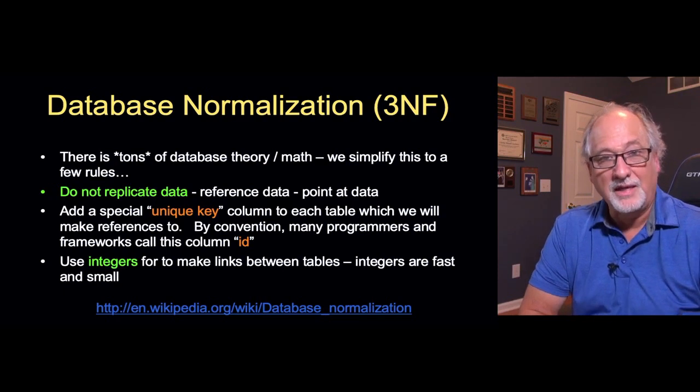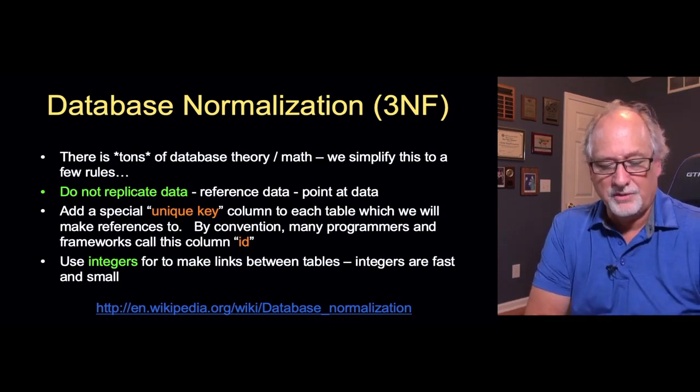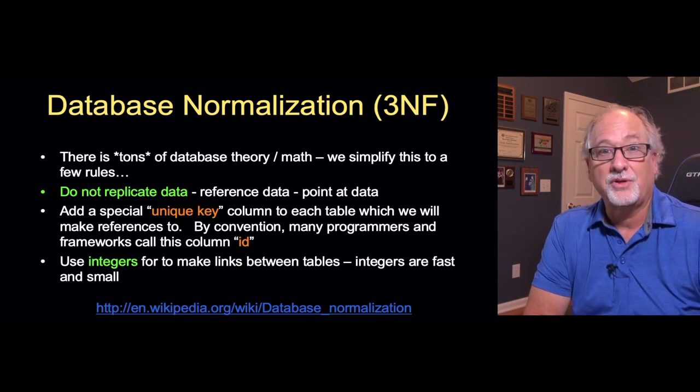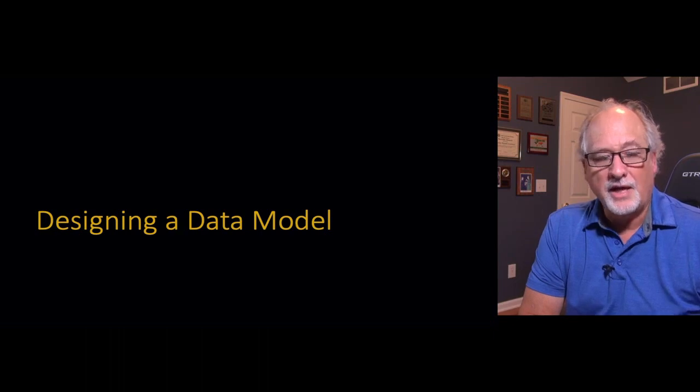So we create keys, which are the lookup handles, and then we point to those keys. And we use integers to make links between the tables, because integers are fast. They're the thing that computers understand better. Computers understand and move integers around. They use less data, they calculate, they compare really fast. And so integers are very important. So now let's design a data model.